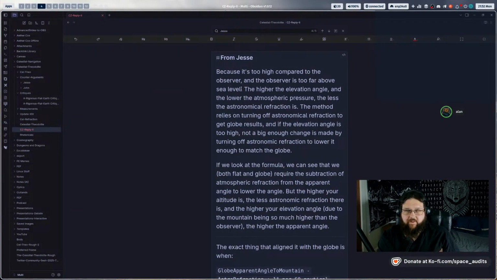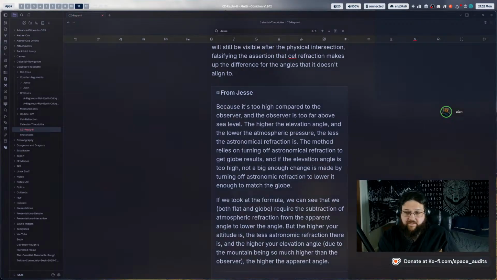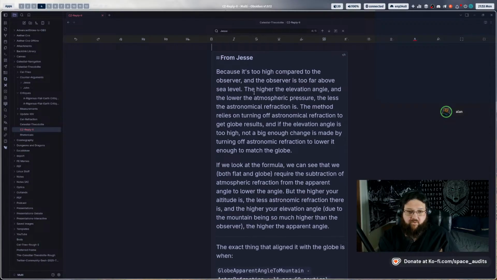So the question posed was, I had asked Jesse if he could find me a location in Utah for an occlusion with respect to some peak. I can't remember the peak's name, but he said he couldn't do it. I asked why, and this is his response. He says, because it's too high compared to the observer, and the observer is too far above sea level. The higher the elevation, the lower the atmospheric pressure.